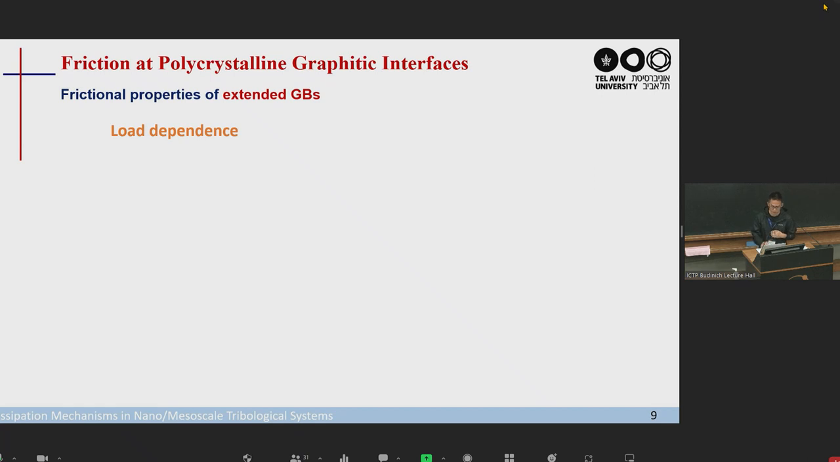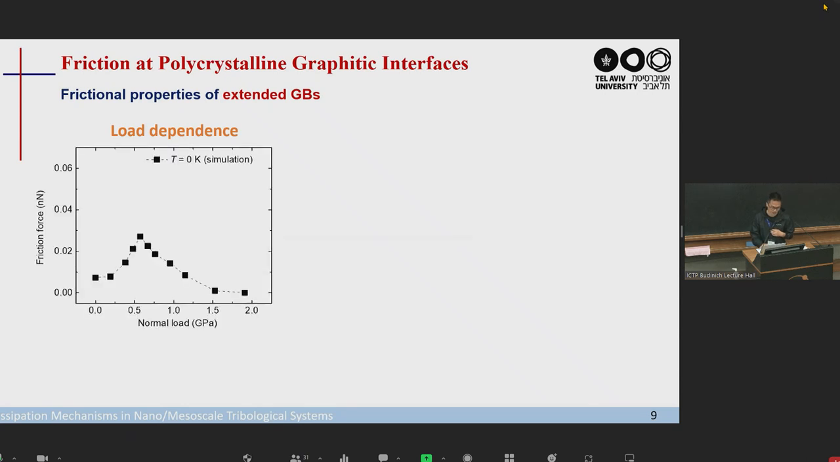Now I would like to talk about the main results of our simulation for the friction. First, for load dependence at zero temperature, we find a non-monotonic dependence on normal load. It first increases and reaches a maximum, and then it gradually drops. As we increase the temperature, we see the peak position gradually shift toward a lower normal load regime, and at a certain temperature, it becomes monotonically decreasing. And if we further increase temperature, the entire curve will shift down a little bit.